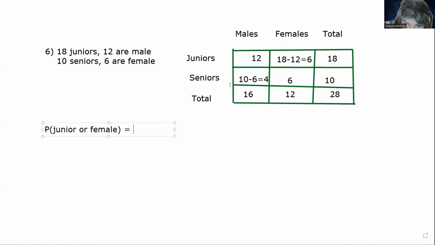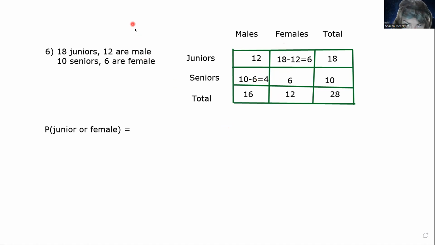These are overlapping categories. Where do they overlap? They overlap here with these 6 people. These are juniors who are also female. So all of our juniors are on the first row, all of our seniors on the second. All of our males are in the first column. All of our females are in the second column, you see.